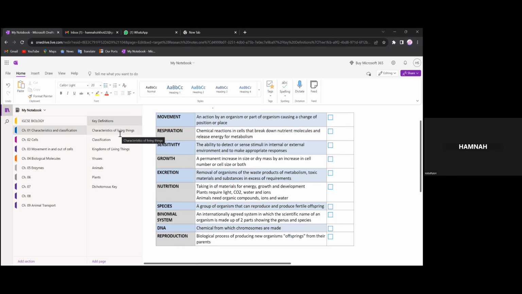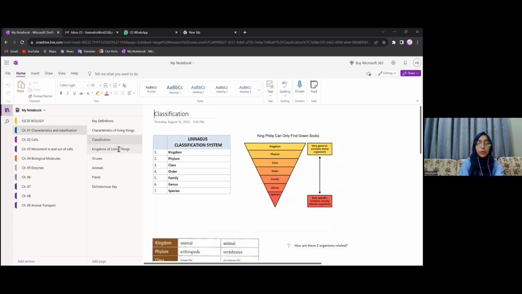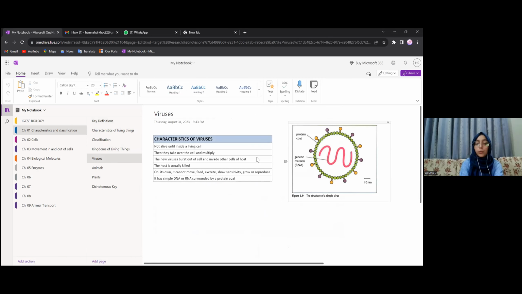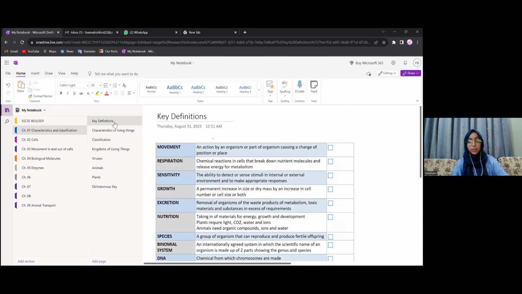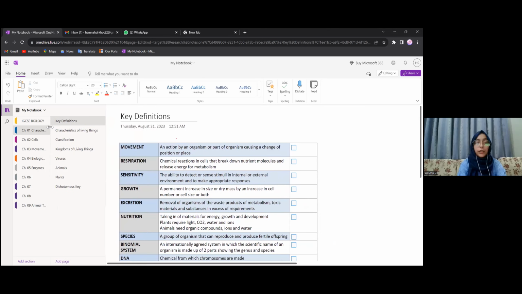So after key definitions, we'll go through each of these topics. Like we can go to classification, we can go to viruses. We have a separate page for viruses, and this is all what viruses contain. These are just the cram notes that I prepared. You can just go through these notes and cram, because this is the crash course. I haven't included everything that's in the book.